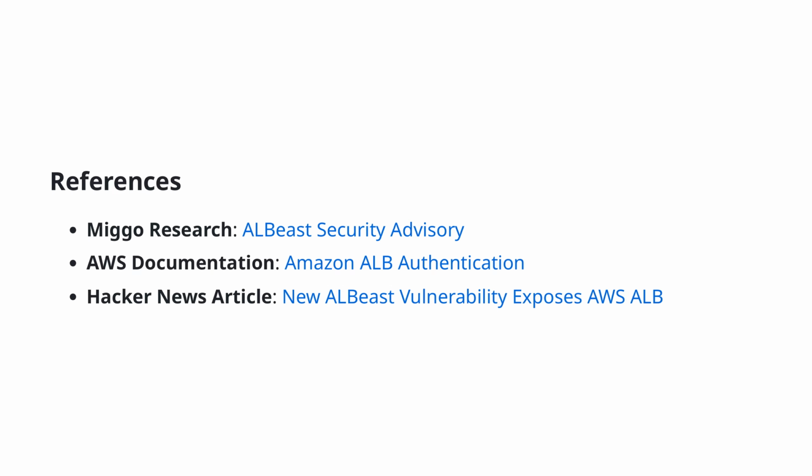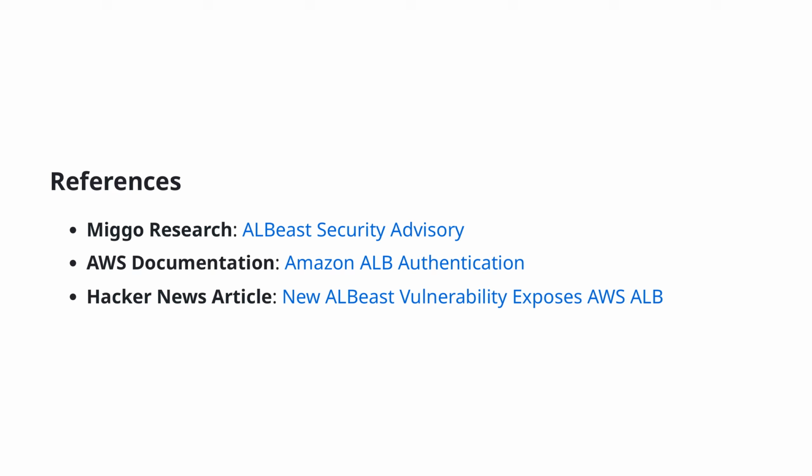In this slide, we provide essential resources related to ALBeast for further reading and understanding. These references include: 1. MIGO Research, ALBeast Security Advisory. This document provides an in-depth analysis of the ALBeast vulnerability, detailing the specific risks and recommended mitigation strategies. 2. AWS Documentation, Amazon ALB Authentication. AWS's official documentation will guide you on configuring and securing your application load balancers, helping you follow best practices.